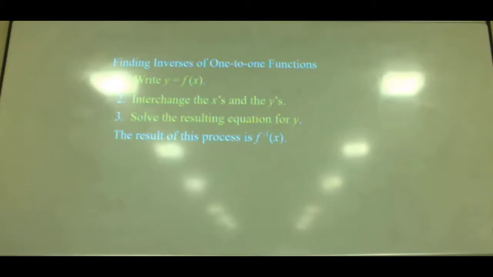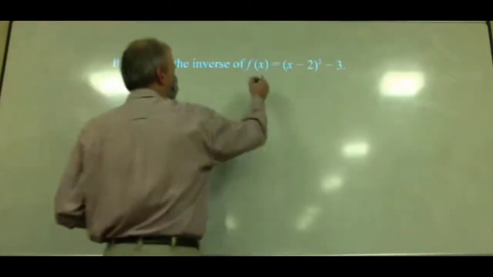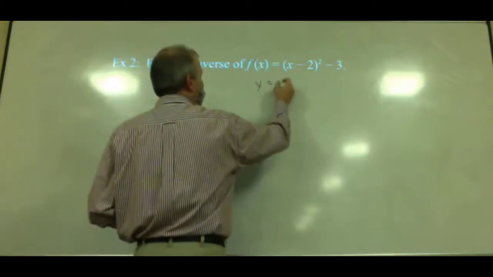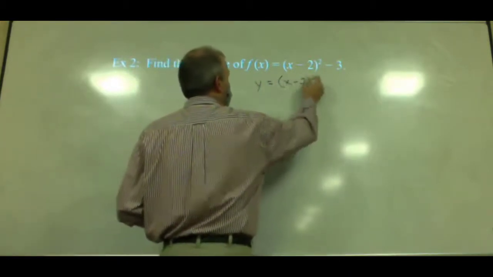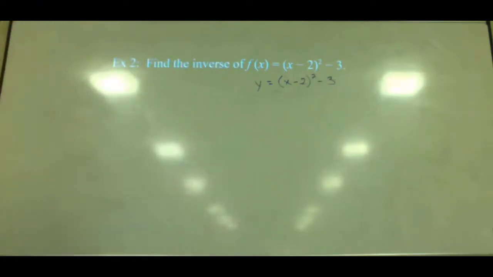Okay. Good? All right. So find the inverse of f. That means we're going to do these 3 steps, right? Step 1. Instead of f of x, we're going to write y equals (x minus 2) squared minus 3. We just replace the f of x with a y. That's all we do in step 1. So very simple so far.